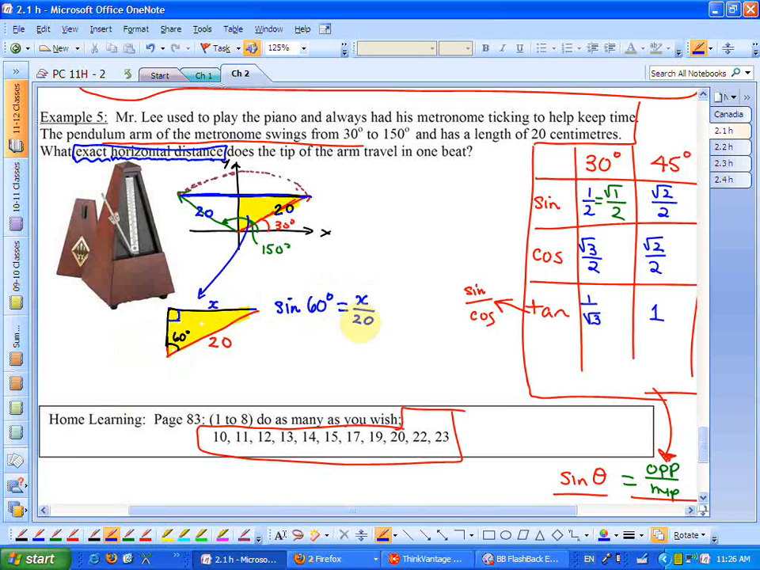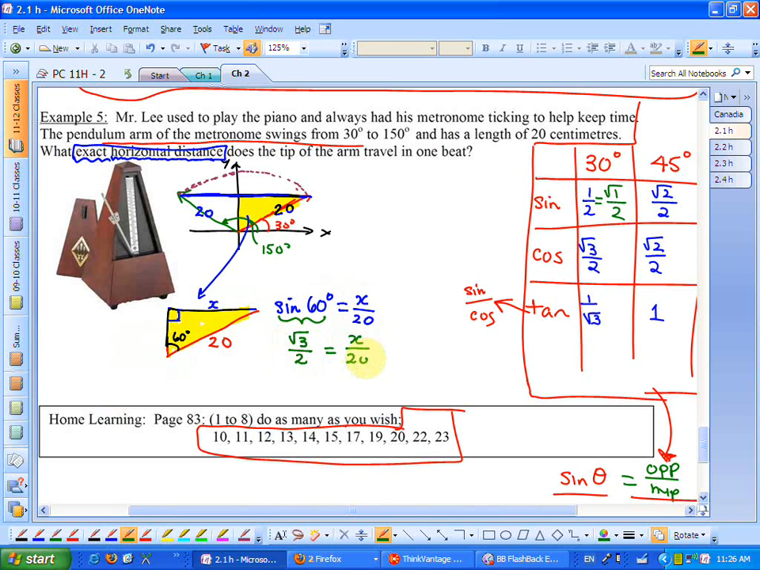Now, by the way, in chapter 2, you will also have a calculator and non-calculator section for your test. And this would be a non-calculator question. Because what is now sine 60 equal to? You know this because you have the chart memorized. Root 3 over 2, Alex says. Thank you. So root 3 over 2 is now equal to x over 20. And you should be able to solve for x without a calculator.